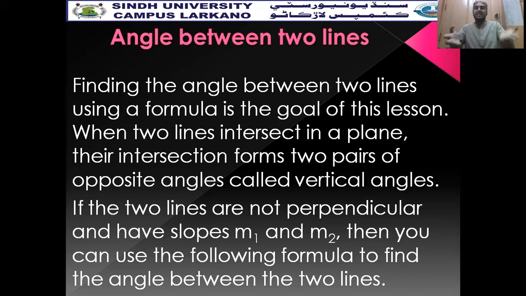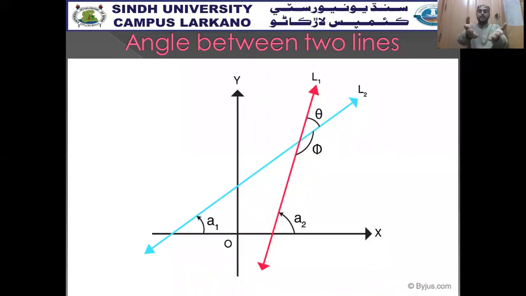Let's see what the two lines are. This next slide is a figure that shows two lines that intersect. This is the figure of two lines. Let's see what kind of lines they are: one is vertical, and the second is horizontal. Let's begin with the next slide.